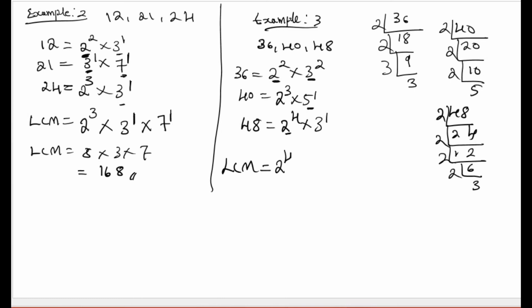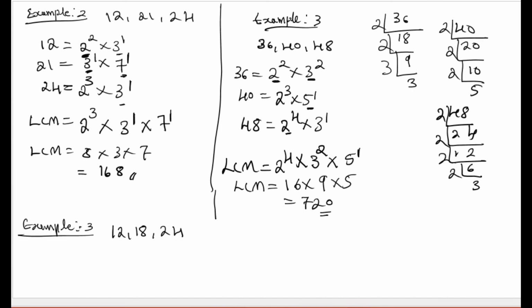So you need to consider 2 to the power 4, into, consider the second factor 3. What's the highest power? Here 1 is there, here 2 is there, highest power is 2, right? So you need to take 3 square, into, next factor is 5, highest power is equal to 1, so you need to take 5 to the power 1. LCM is equal to 2 to the power 4 is 16, 3 square is 9, into 5, 40 into 16, it's equal to 720. Therefore LCM for the given three numbers is equal to 720.